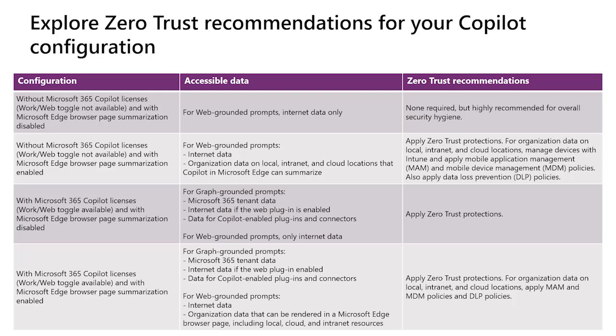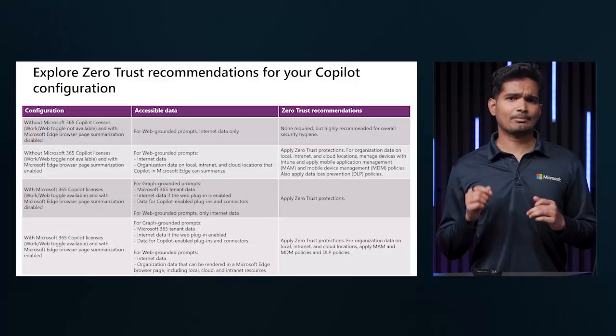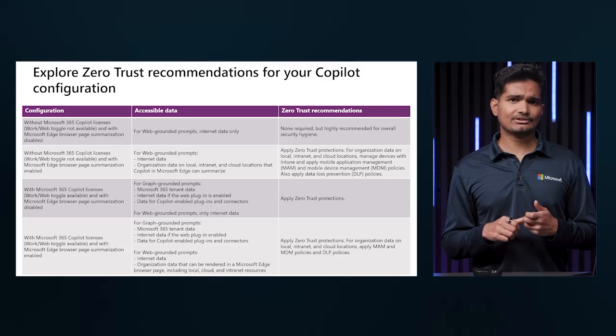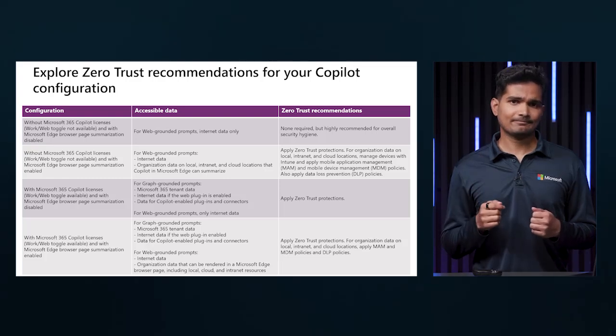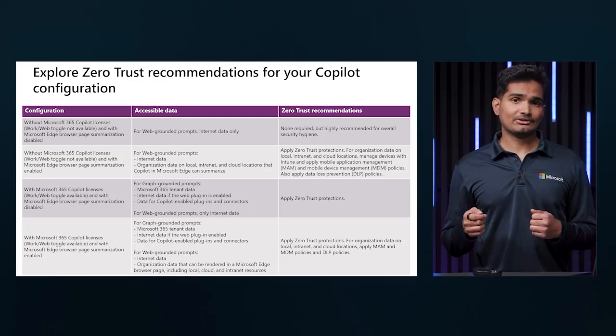Without Microsoft 365 Copilot licenses, when the Work Web toggle is not available and Edge summarization is enabled, the data that is going to be accessible is internet data, organization data on local intranet, and cloud locations. So the zero trust recommendations here is to apply zero trust protections, manage devices with Intune, and apply application management and mobile device management policies, and data loss prevention policies.